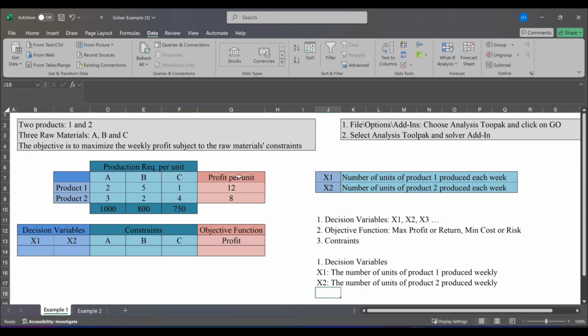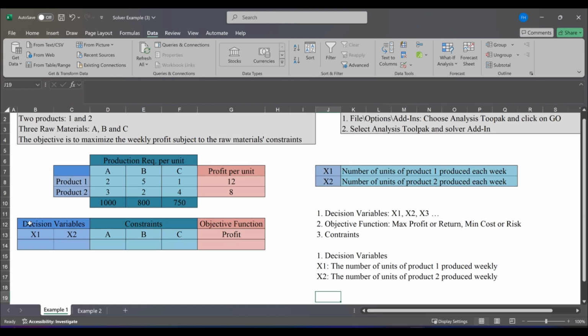So those are the decision variables. And as you can see here, like in that second table, I have decision variables X1 and X2. Initially, I'm leaving those cells blank because I'm going to be using Solver in order to generate a solution into those two cells. The second thing is going to be the objective function.